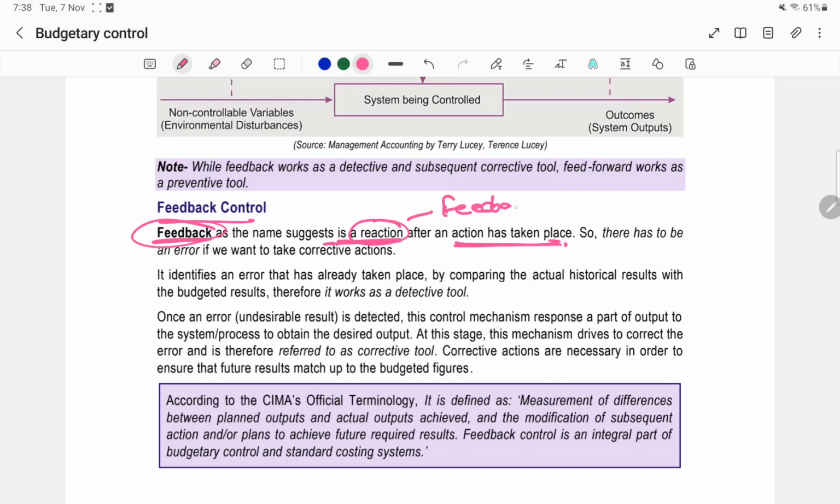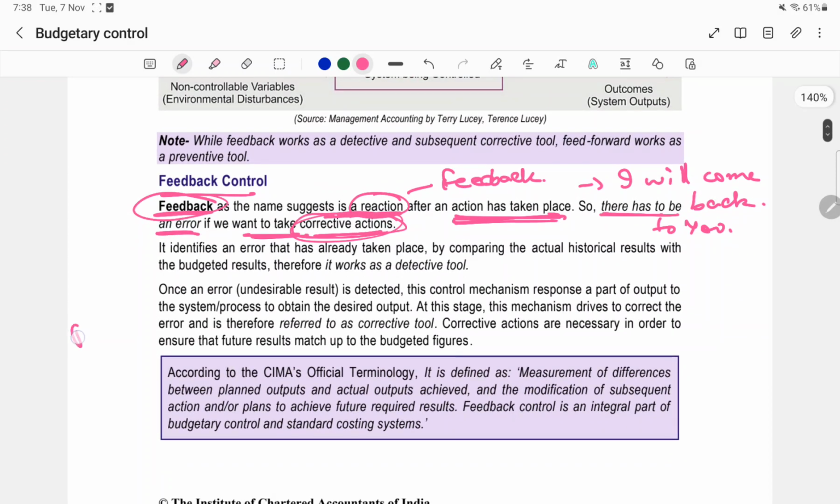The name itself suggests the action has taken place first, now later on the reaction will take place. So first the action will be taken, if there is any error, then we can correct this. So this is a corrective action, not a preventive action. So you understand the meaning of prevention and correction.